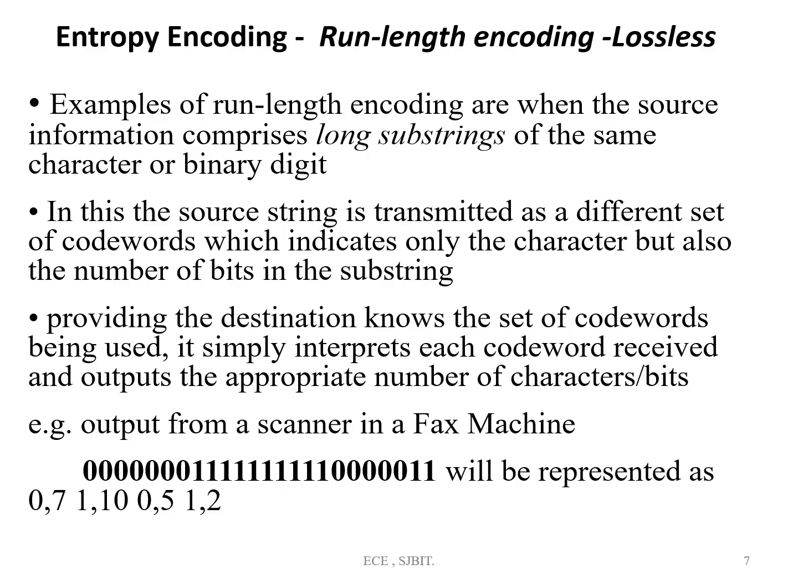For example, if we take run length encoding, the source information compresses long substrings of the same character or binary digit. In this, the source string is transmitted as a different set of code words which indicate not only the character but also the number of bits in this substring. Providing the destination knows the set of code words being used, it simply interprets each code word received and outputs the appropriate number of characters per bit. For example, a fax machine.